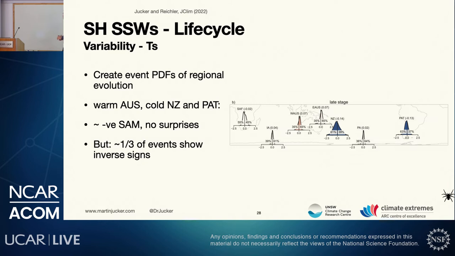So if you look at that late stage, so this is the impact after, I'll start with that again. Australia, hot and dry after. Well, it's not even significant if you look at not just the mean, but at the actual PDF compared to what happens in spring, because remember, spring is the most variable season anyway. However, it's pretty strong on New Zealand, Patagonia, and also about one third of the events have the inverse sign. So while the mean is hot and dry, one third of the events are actually cooler than before the sudden warming.